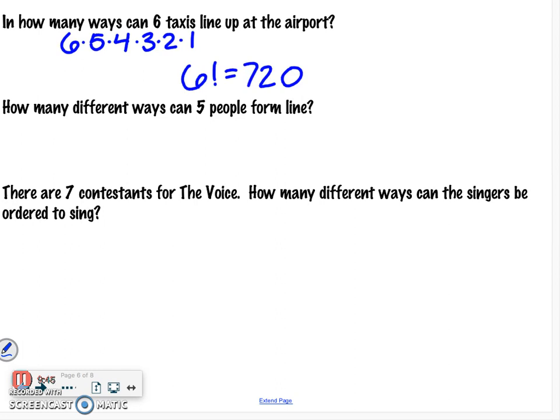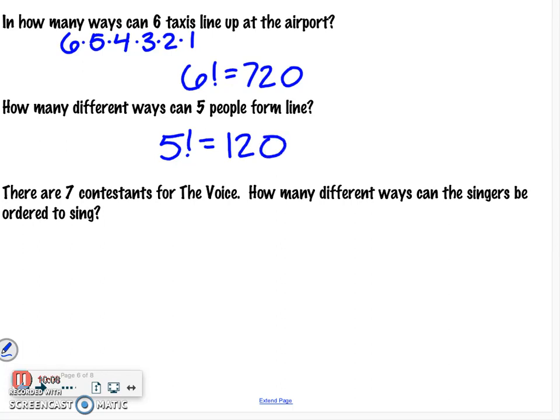Next problem is very similar. How many different ways can 5 people form a line? So we're just lining people up. You'd start with 5, then you'd have 4 people left, then you'd have 3. So really we're just looking at 5 factorial. You take 5 factorial, plug it into your calculator, you should end up with 120.